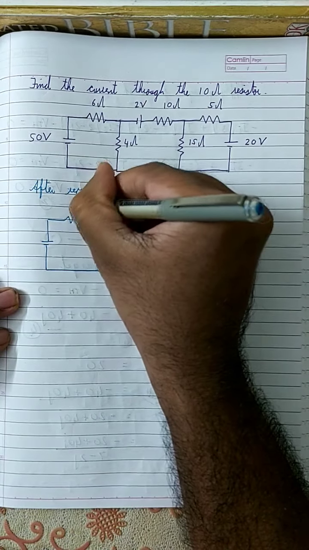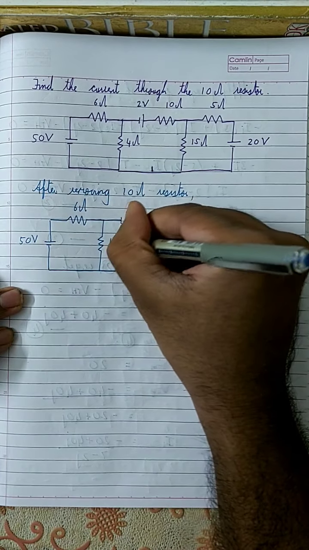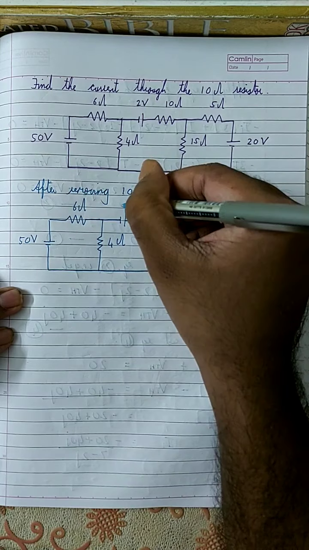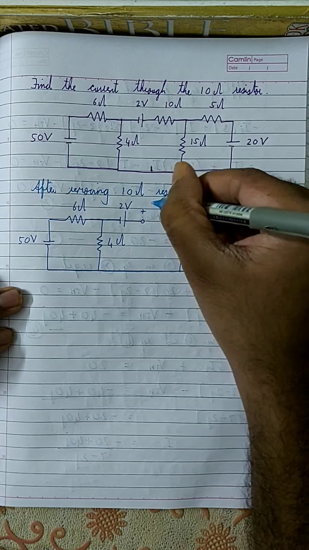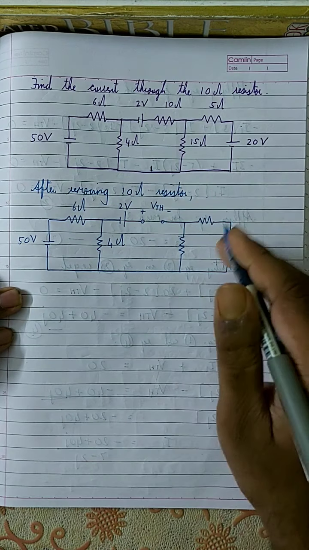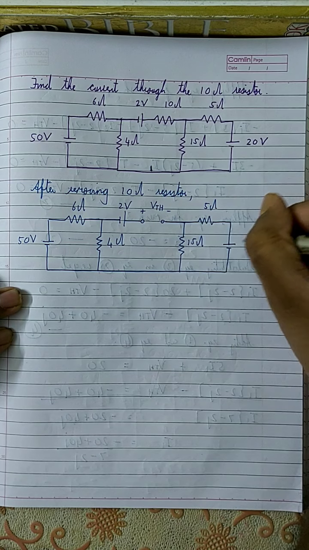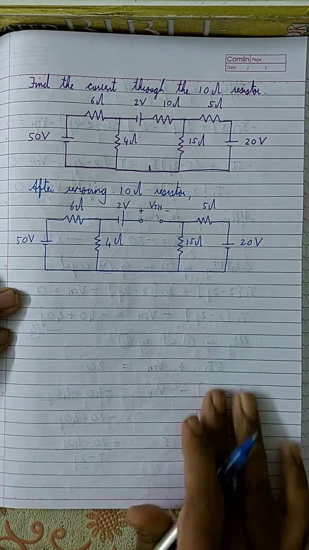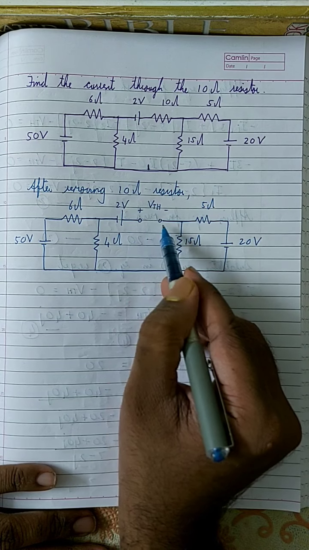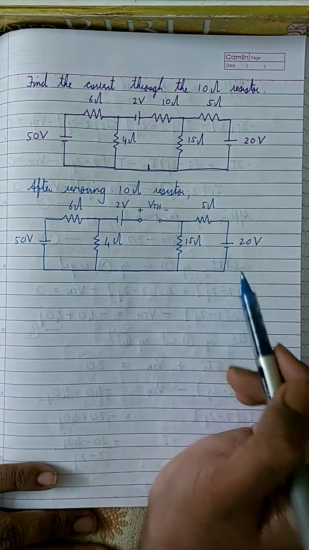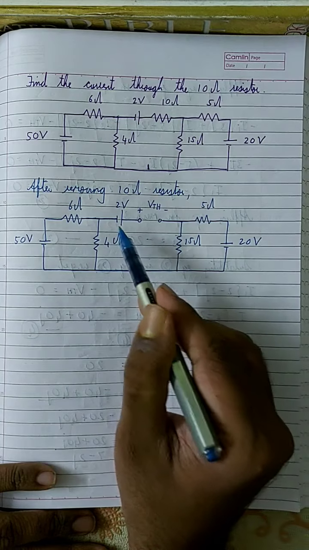So this is 6 ohm, this is 50 volt, this is 4 ohm, 2 volt, this is VTH, this is 5 ohm, this is 15 ohm, and this is 20 volt. Okay, so here you can see that since you have removed the load from here, which means this branch is open. So now you need to understand what is the name of the current through this branch.